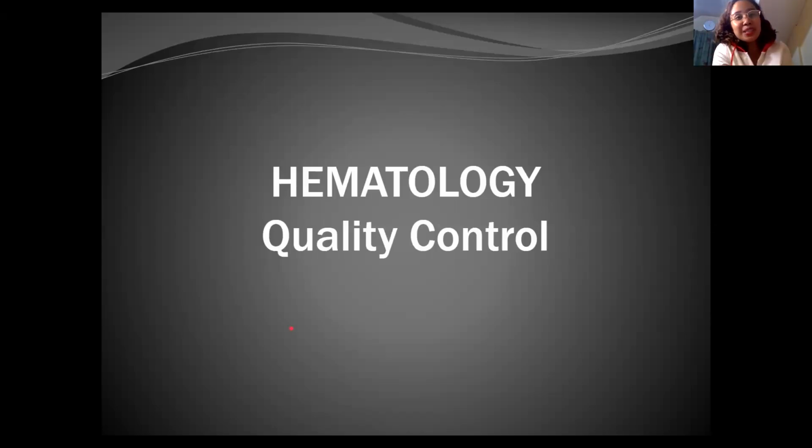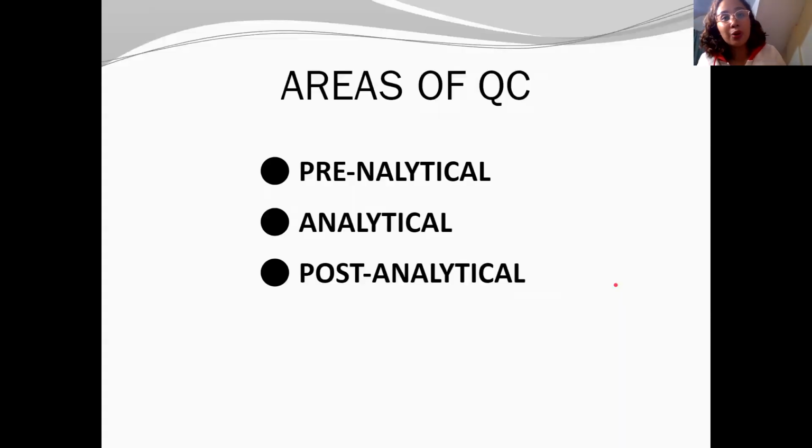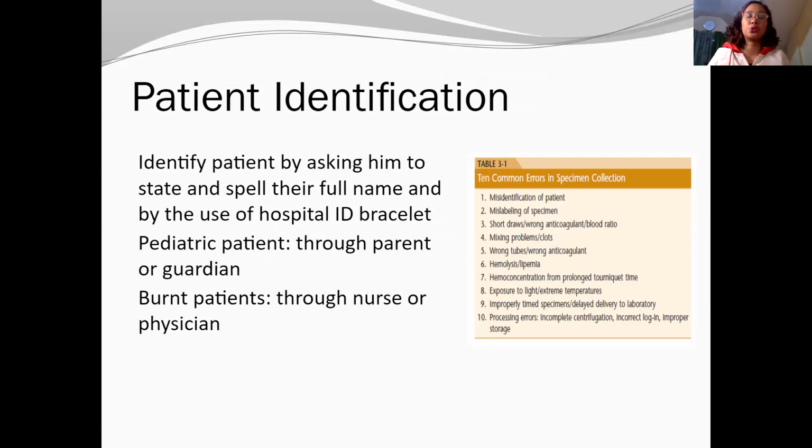Hello guys, good day. So let's discuss today how quality control is implemented in hematology. We will begin with micro and macro sampling, then automation. We will just discuss a little bit of quality control among the pre-analytical, analytical, and post-analytical phases of your hematology section. Okay, so let's begin.